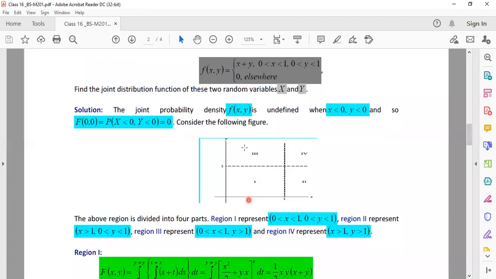Now we will try to understand what these regions are telling us about the domain of x and y. If I consider this region 1, in this region x is taking the value from 0 to 1, just look at this, and y is taking the value from 0 to 1. In this area, it is actually taking any value between 0 and 1.